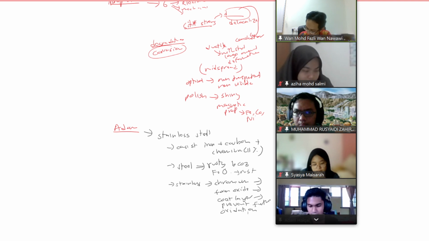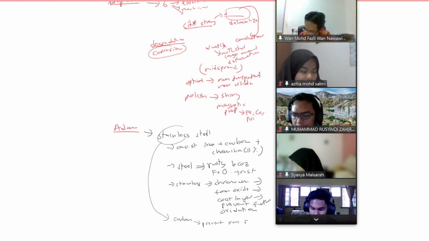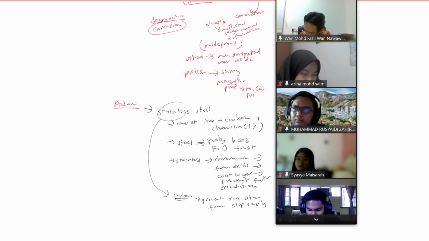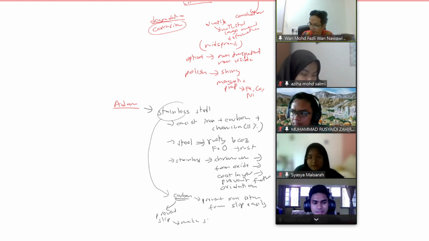And for the carbon in the stainless steel, it prevents the iron atoms, which have a tendency to slip easily over one another, from slipping. The function of carbon in the stainless steel is to prevent slipping and make it stronger. That's all. Okay, thank you.